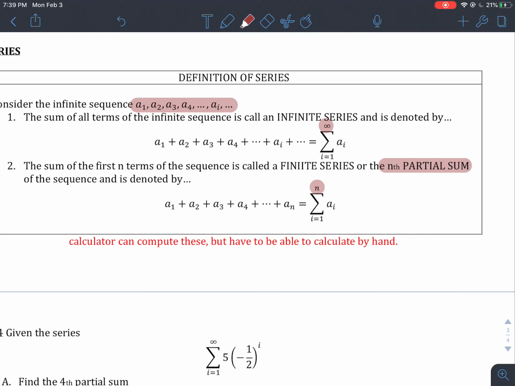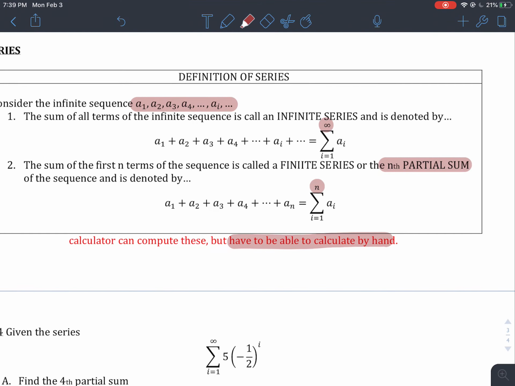Now your calculator can compute nth partial sums. It's under the math category on your calculator. However, you have to be able to calculate this by hand. So think about a no calculator section on a quiz or a test. You have to be able to do an nth partial sum without a calculator.